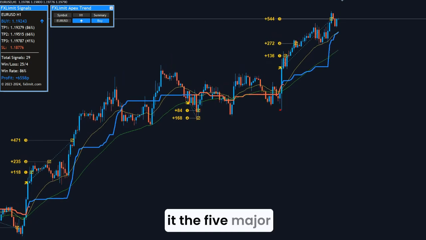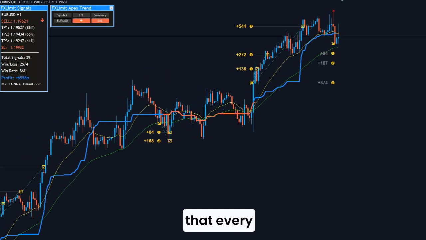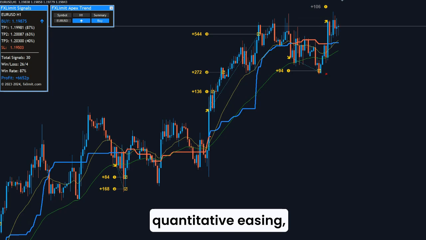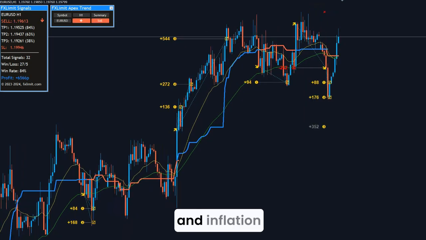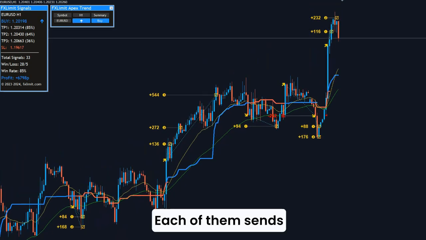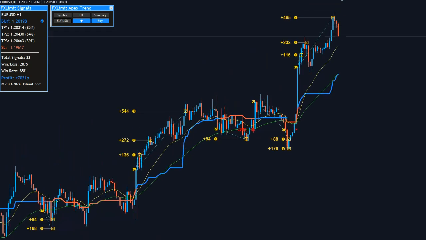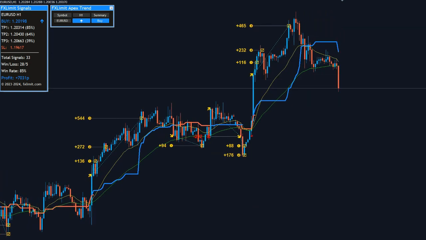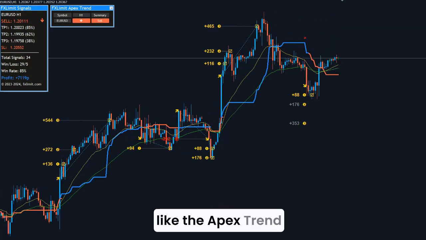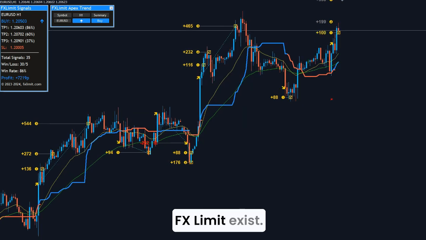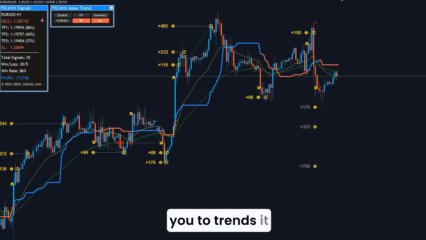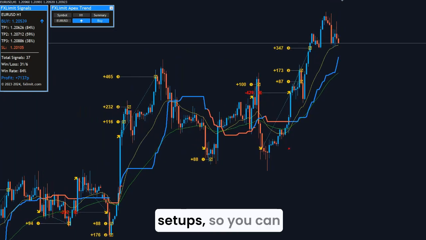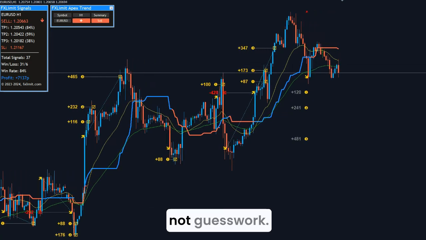So there you have it, the 5 major central bank policies that every Forex trader needs to watch. Interest rates, quantitative easing, forward guidance, intervention, and inflation targeting. Each of them sends ripples through the market. But trying to trade based on fundamentals alone can be overwhelming. That's why tools like the Apex Trend Indicator from FX Limit exist. It doesn't just alert you to trends, it confirms them with real-time data, success rates, and built-in trade setups, so you can act with confidence, not guesswork.